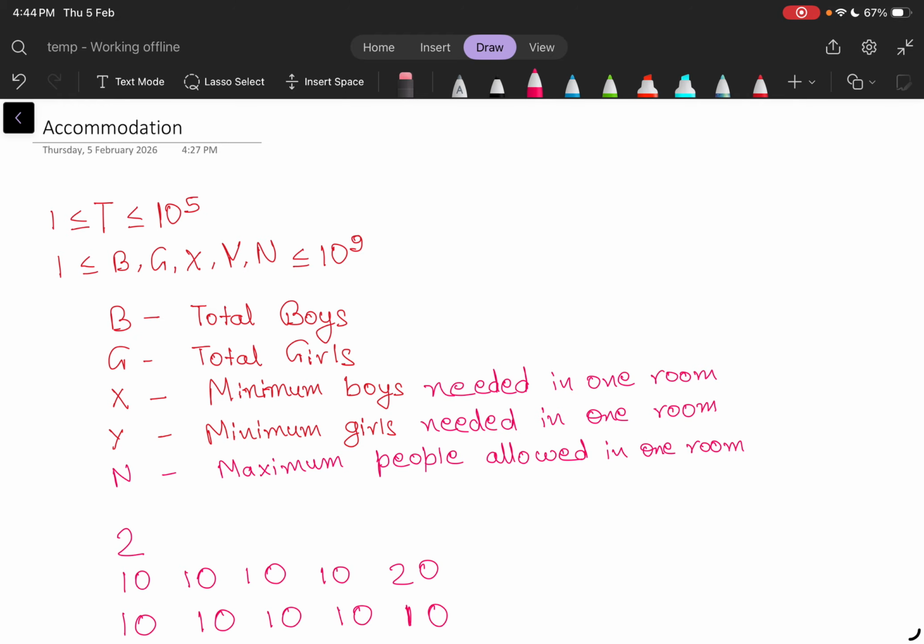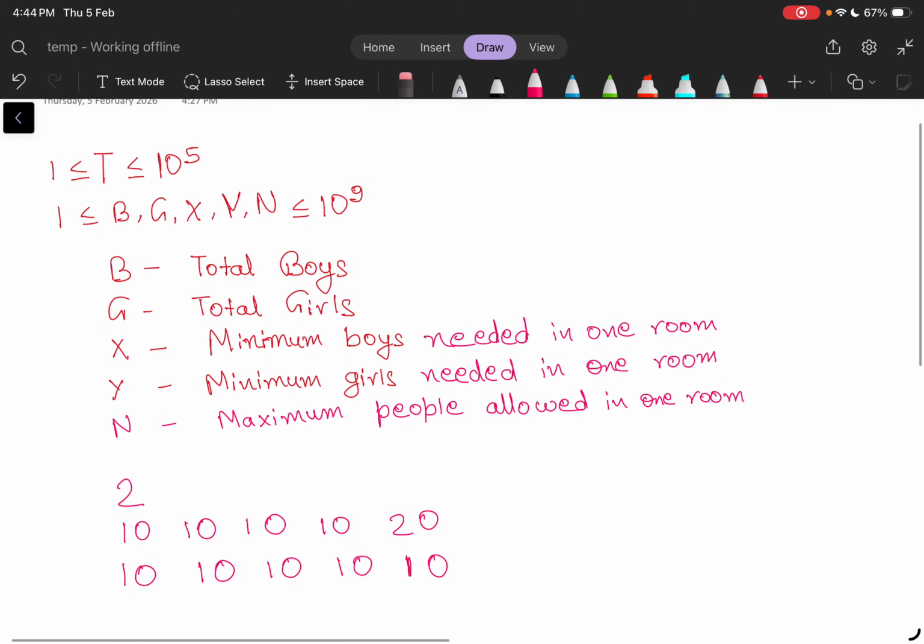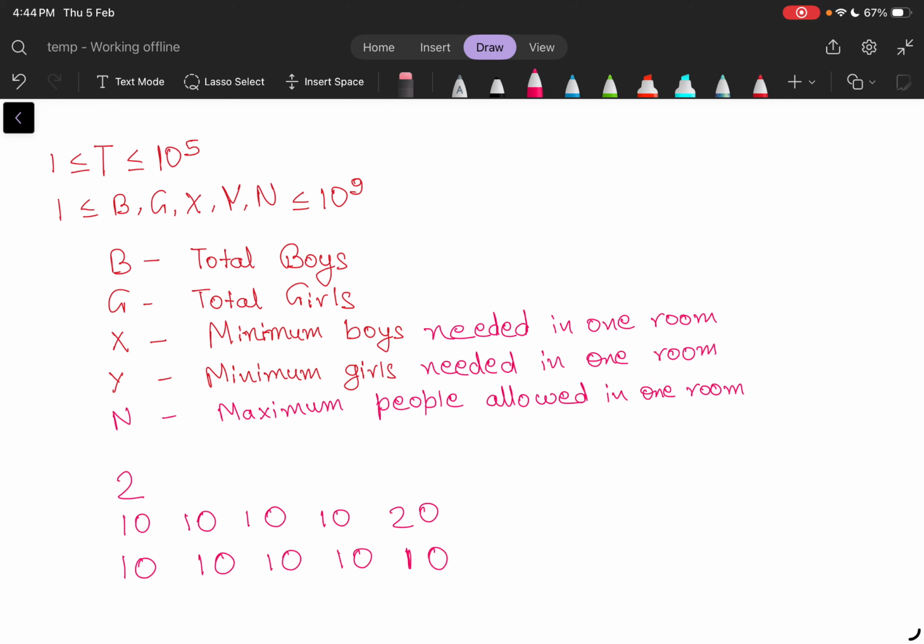Hello everyone. Let's discuss the fourth question from day 4 named accommodation. In this we have been given t test cases, ranging from 1 to 10 power 5, and we have been given 5 values: b, g, x, y and n.